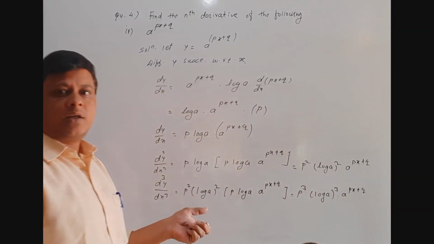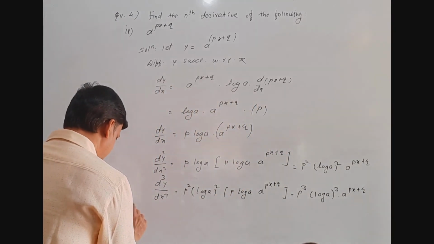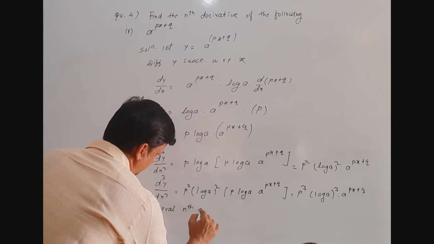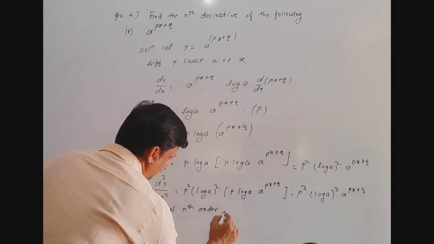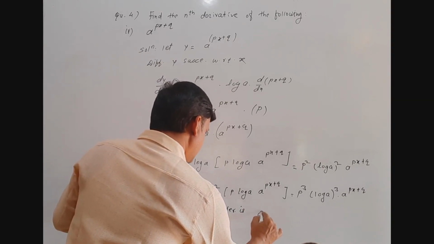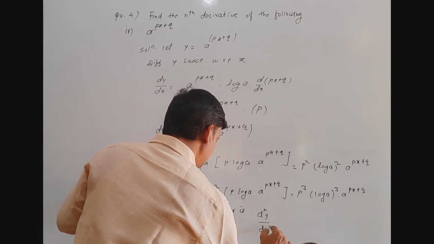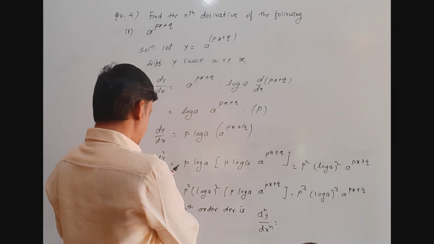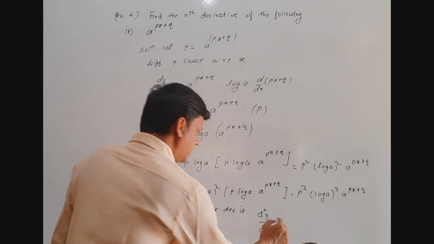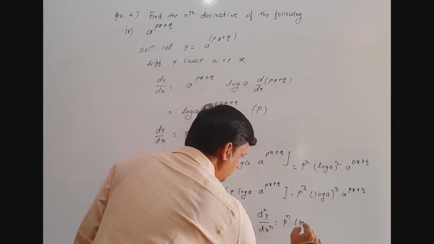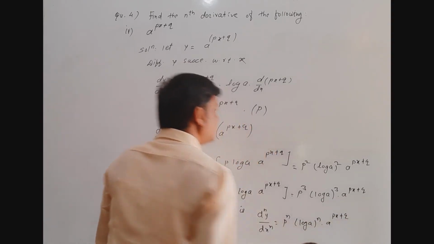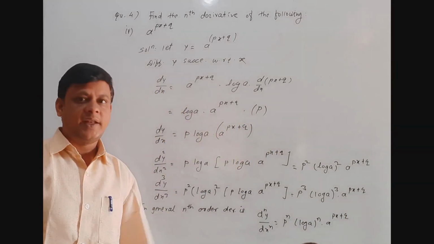So from this we write nth order derivative. Therefore in general nth order derivative is dny by dxn is equals to, here if order is 3, we get p raised to the power 3 log a raised to the power 3. So we write here p raised to the power n log a raised to the power n into a raised to the power px plus q. So in this way we find nth order derivative.